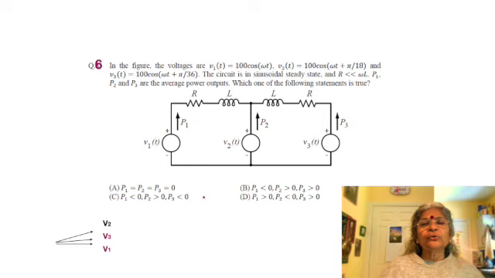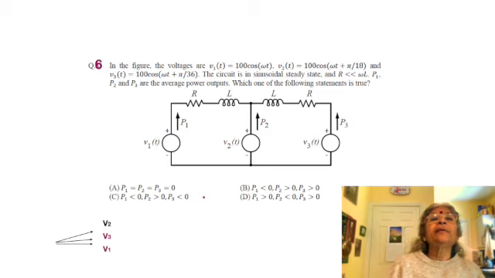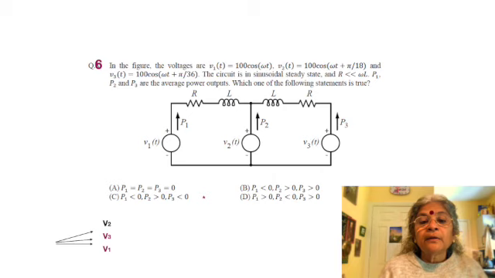Because not all can generate energy. Some will be generating, the others will be consuming. So R is very much smaller than omega L. And of course the currents will be having near around 90 degrees of lag as well, because the circuit is essentially inductive in nature. P1, P2 and P3 are the average power outputs. Which one of the following statements is true?